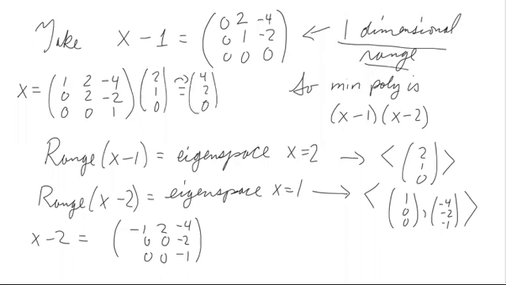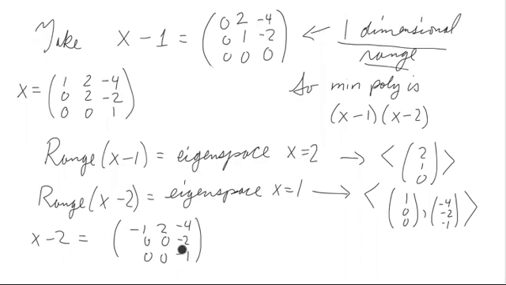Okay, so that is our eigenspace right there with an eigenvalue of 2. All right, so now let's take a look. How do we compute the eigenspace at 1? What do we do? Well, we find the range of x minus 2. So we look at x minus 2, we subtract 1 down the diagonals from x, you get this.